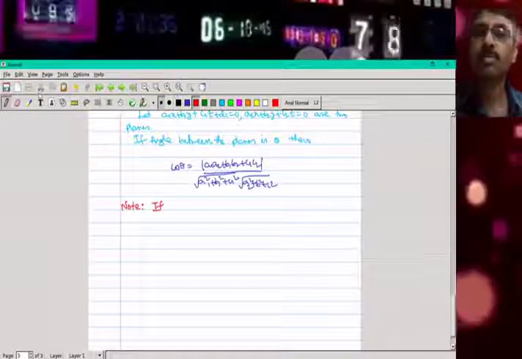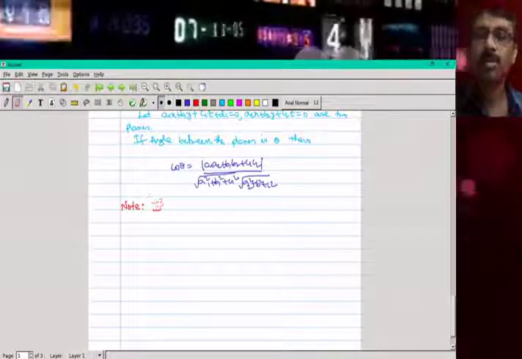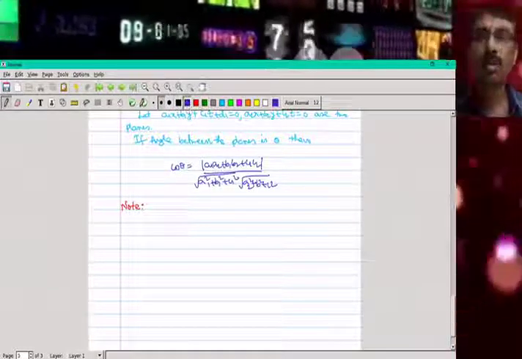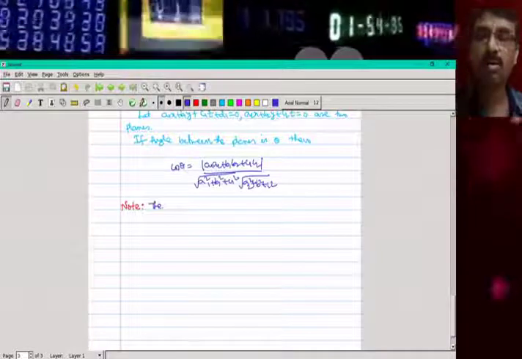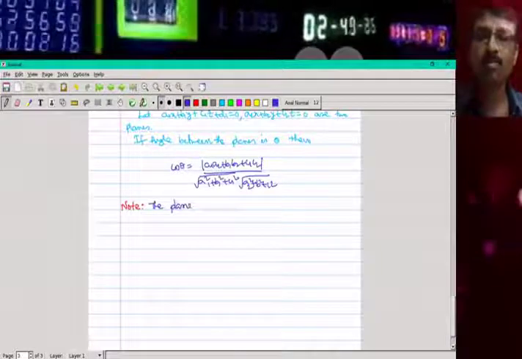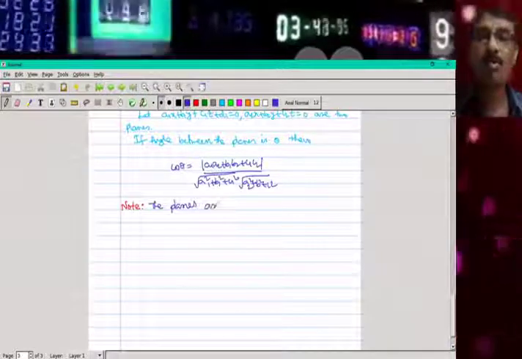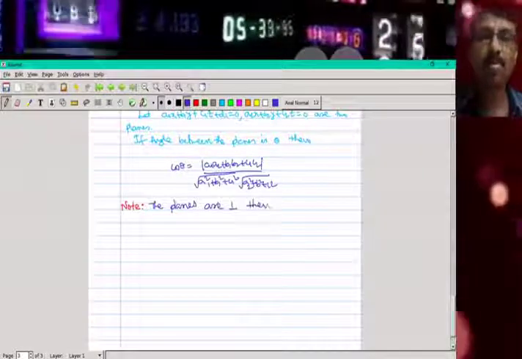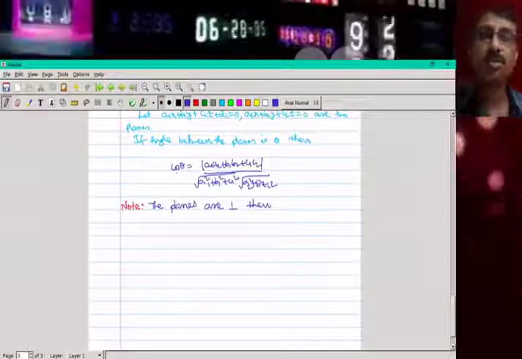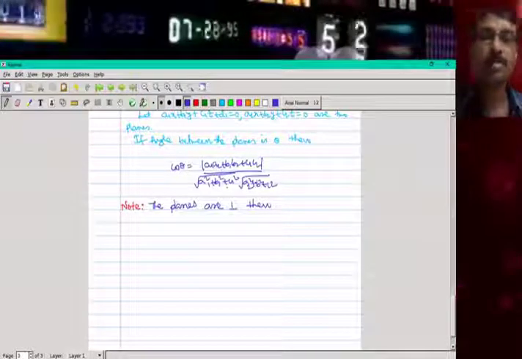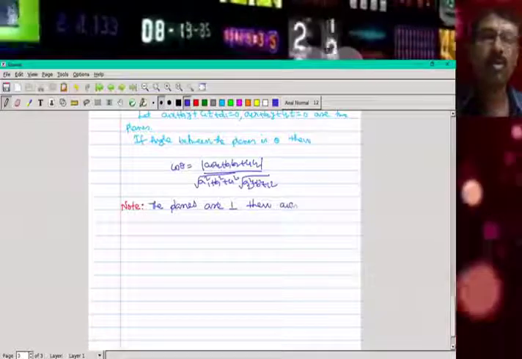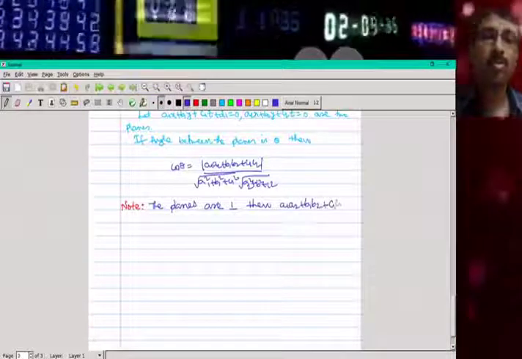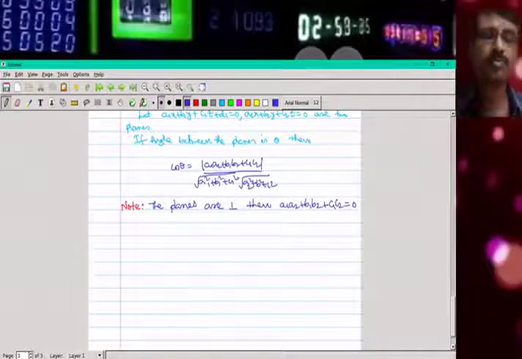If the planes are perpendicular, then cos theta equals 0. Then the right side: a1 a2 plus b1 b2 plus c1 c2 equals 0.